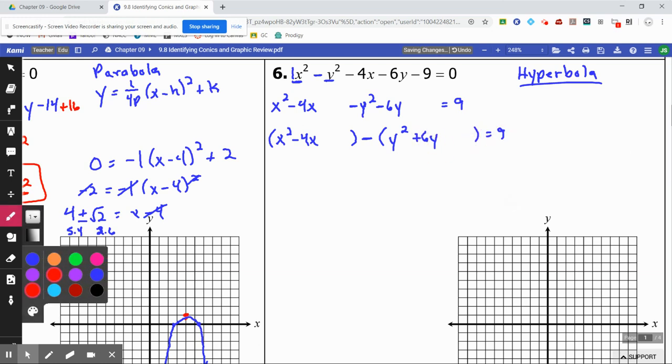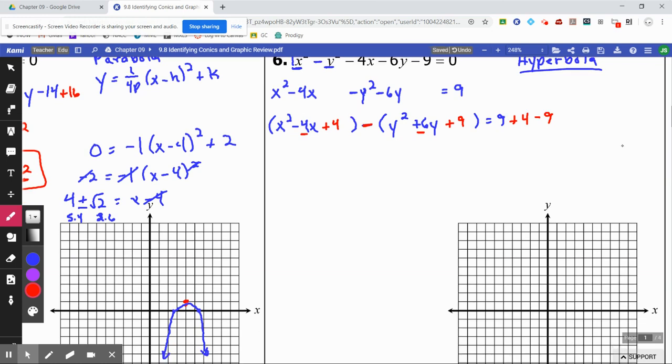Now let's complete the square. Take half of this, multiply it times itself, we're going to add 4. Make sure you add it to both sides. Take half of this, multiply it by itself, add 9, but be careful. You have a negative in front of those parentheses, so we actually added a -9 to that side, so let's add a -9 to the other side.